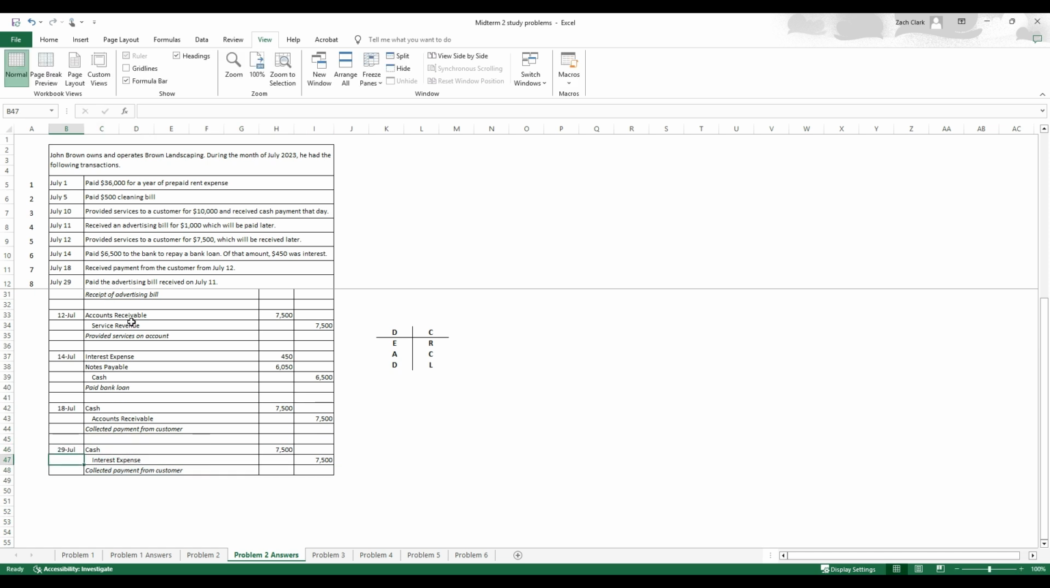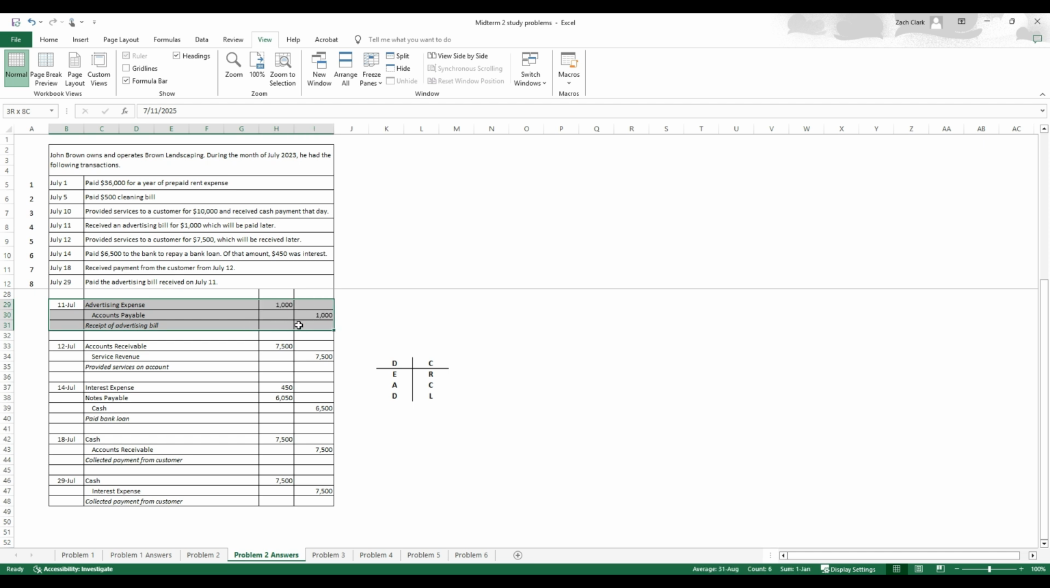Okay, and then on the 29th, we paid our advertising bill here from the 11th. So in this one, similarly to the receivable and how we need that to go to 0 to reflect that we have collected the full amount from that customer, we now need our liability to go to 0 when we do this account to reflect that we've fully paid off our bill and we no longer owe that as a payable or liability. And so to reduce a liability like a payable, remember to increase is a credit, which is what we did here.